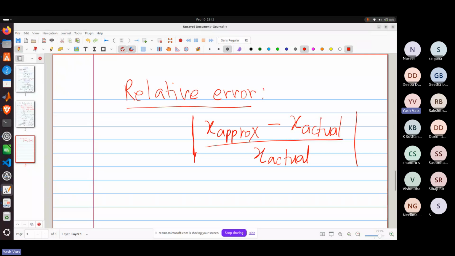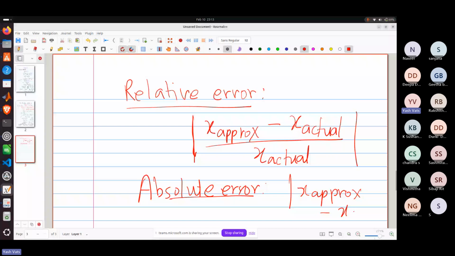There are different types of differences. The first is relative error, and the other is absolute error. Absolute error is just the difference between approx and actual. That's it. So let's discuss a question on that.